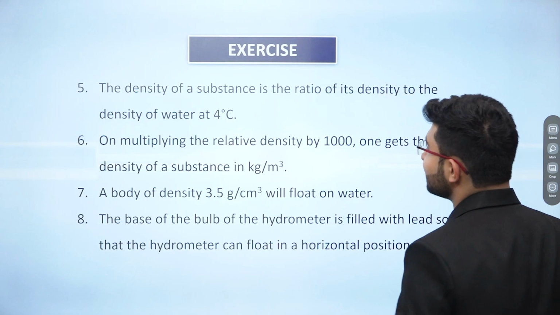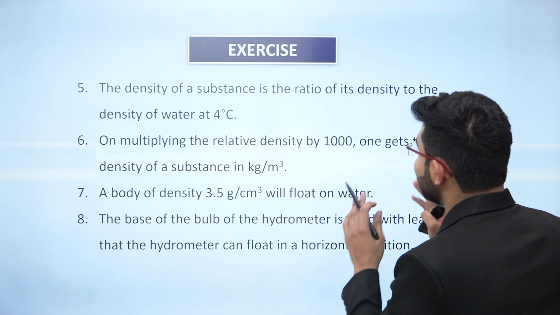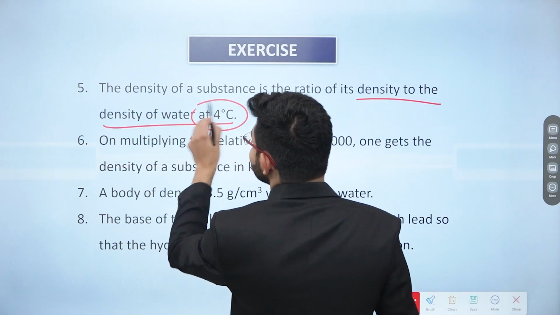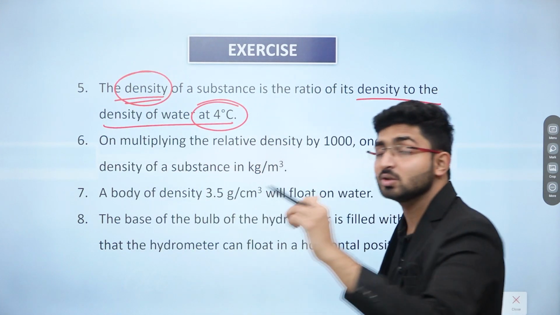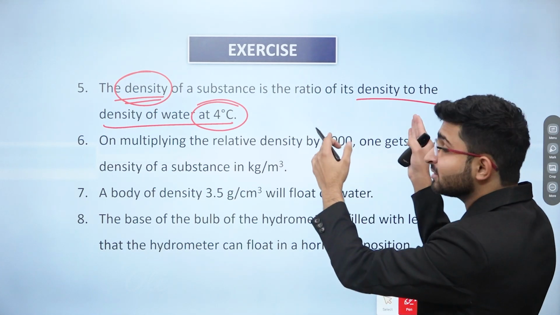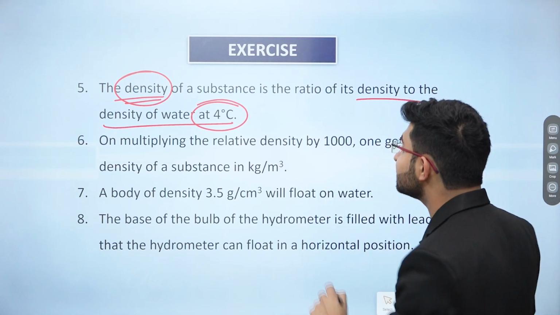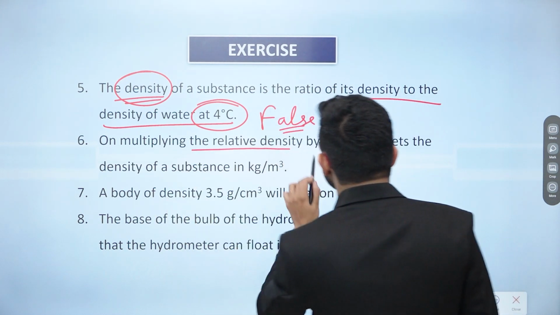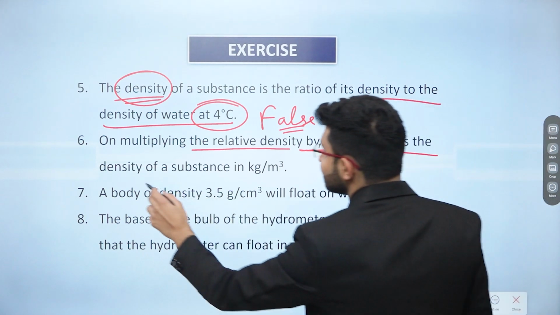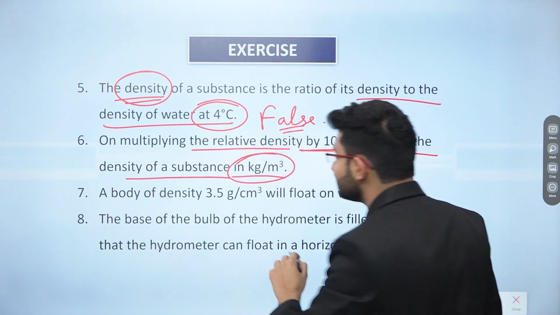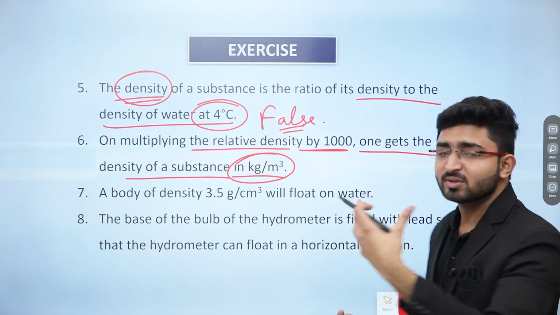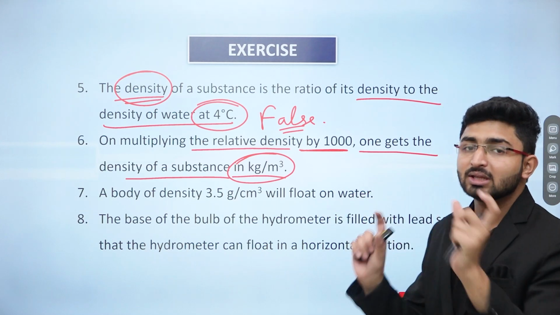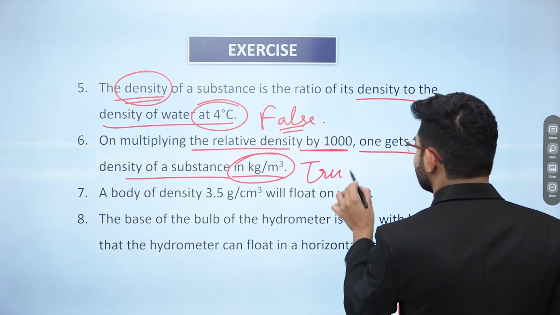After that, the next statement says the density of a substance is the ratio of its density to the density of water at 4 degrees Celsius. No, density of a substance is the ratio of mass to volume. The statement given here is about the relative density, so it becomes a false statement, right? After that, on multiplying the relative density by 1000, one gets the density of a substance in kg per meter cube. Obviously, you are going to find the density of a substance in kg per meter cube if you multiply the relative density by 1000, right? So it becomes a true statement.